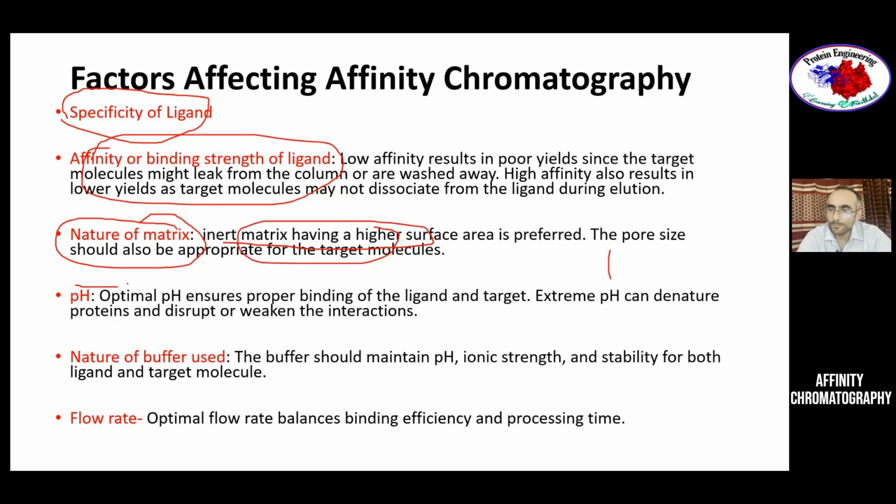Then the pH of the mobile phase should be optimum, so that binding between ligand and analyte can be optimized. The buffer used should maintain the pH. It should have a proper ionic strength, so that the ligand and analyte are stable there. And when you are using a chromatography system, your flow rate should be optimal, not too high or too low, otherwise your analyte is not purified properly.